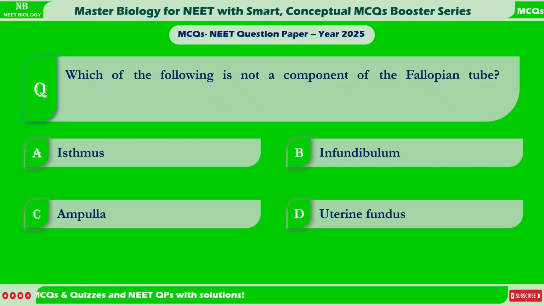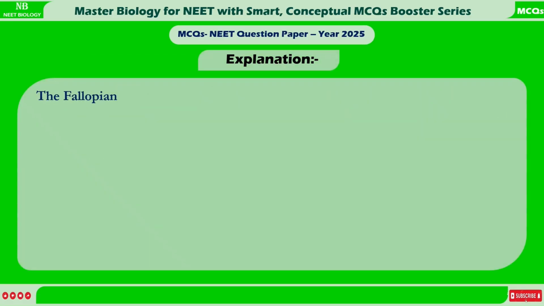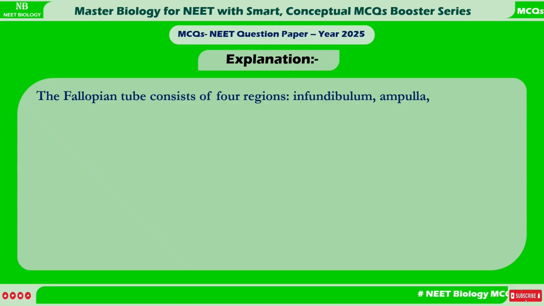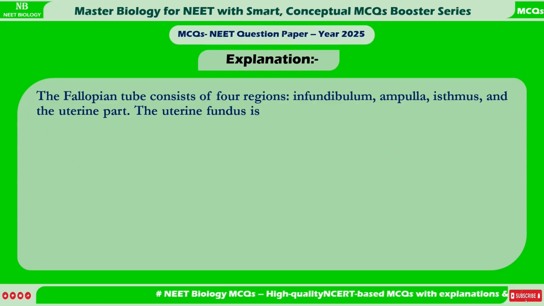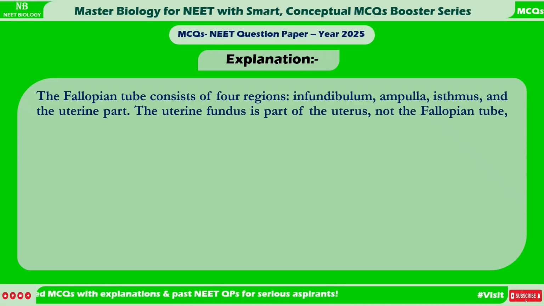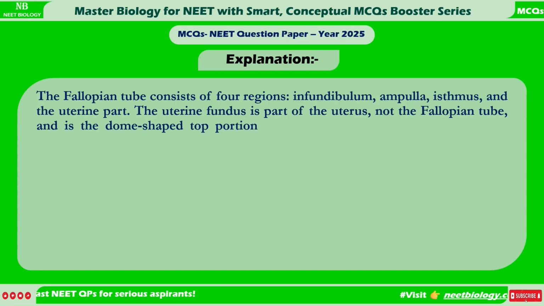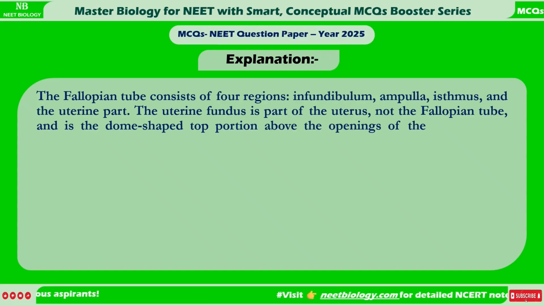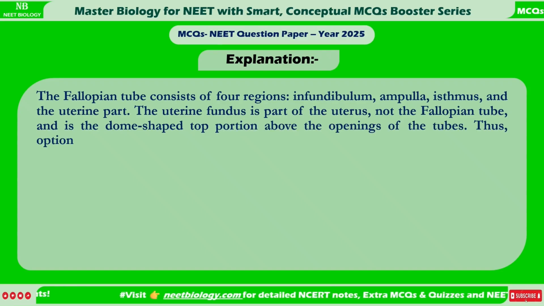Correct answer is D. Uterine fundus. Explanation. The fallopian tube consists of 4 regions: infundibulum, ampulla, isthmus, and the uterine part. The uterine fundus is part of the uterus, not the fallopian tube, and is the dome-shaped top portion above the openings of the tubes. Thus, option D is not a component of the fallopian tube.